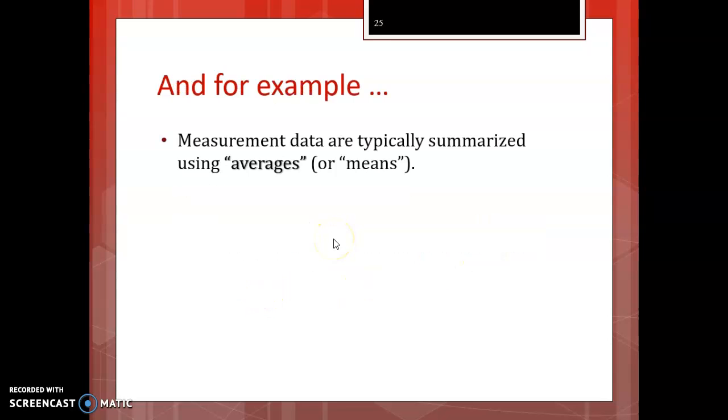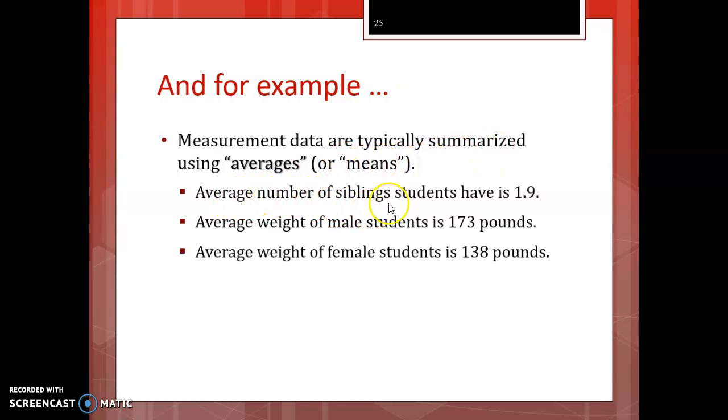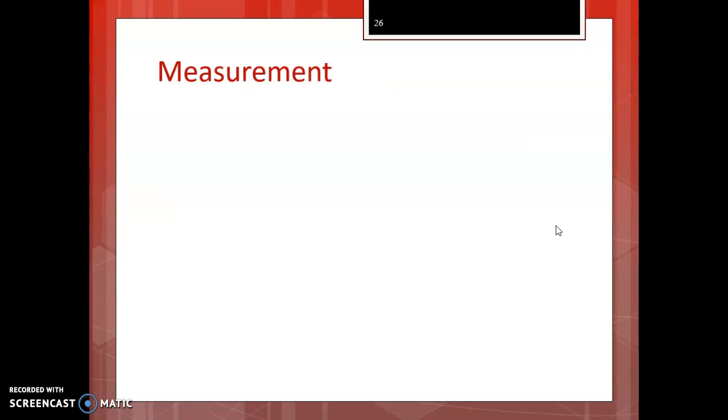Here's another example. Measurement data is typically summarized using averages. The average number of siblings students have is 1.9. Averages of the number of siblings never make sense to me, because there's like 1.9 of a person. Anyway, the average weight of a male student, 173. That makes sense. Average weight of a female student, 138 pounds. Okay, so again, what it is you're doing.